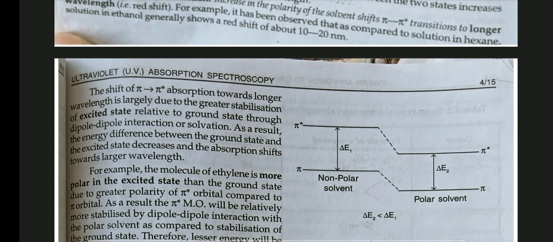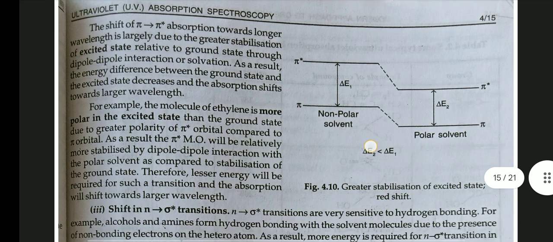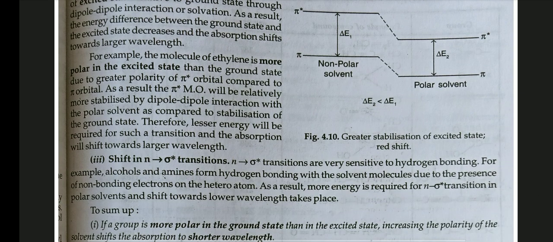As a result, the energy difference between the ground state and the excited state decreases and the absorption shifts toward larger wavelength. For example, the molecule of ethylene is more polar in excited state than the ground state due to greater polarity of pi star orbital compared to pi orbital. As a result, the pi star molecular orbital will be relatively more stabilized by dipole-dipole interaction with the polar solvent as compared to stabilization of ground state. Therefore, lesser energy will be required for such a transition and the absorption will shift towards larger wavelength.